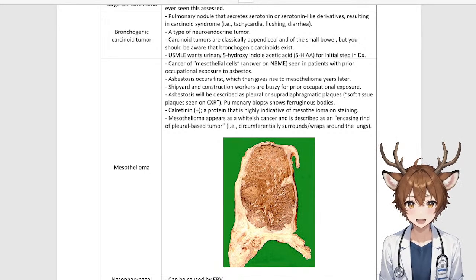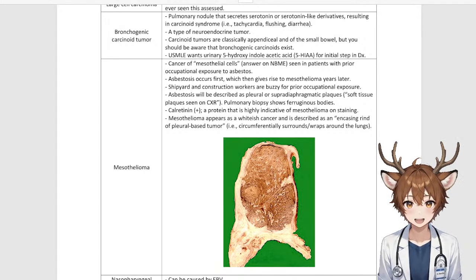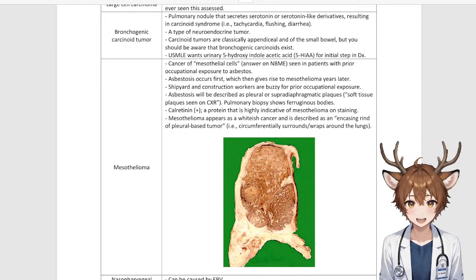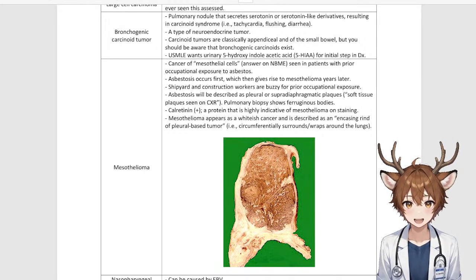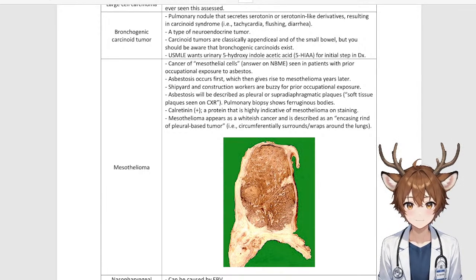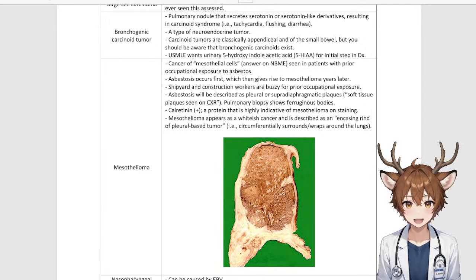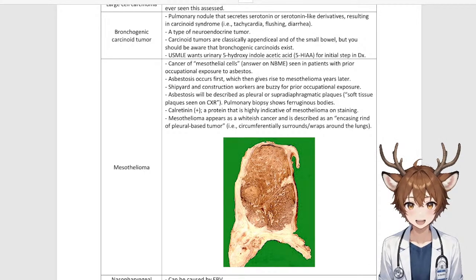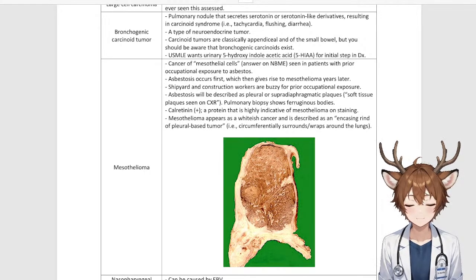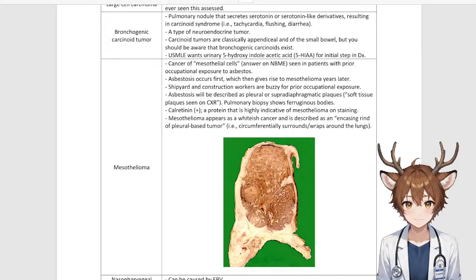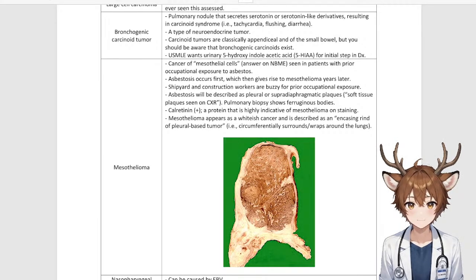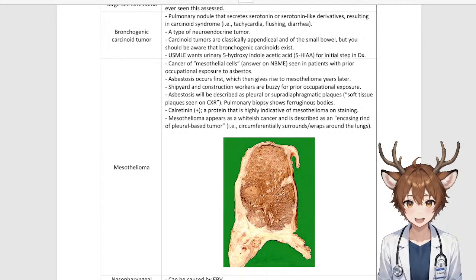What about mesothelioma? Cancer of the mesothelial cells, the answer on NBME in patients with prior occupational exposure to asbestos. Asbestosis occurs first, which then gives rise to mesothelioma years later. Shipyard and construction workers are buzzy for prior occupational exposure for mesothelioma. Asbestosis will be described as pleural or supradiaphragmatic plaques, soft tissue plaques seen on chest X-ray.